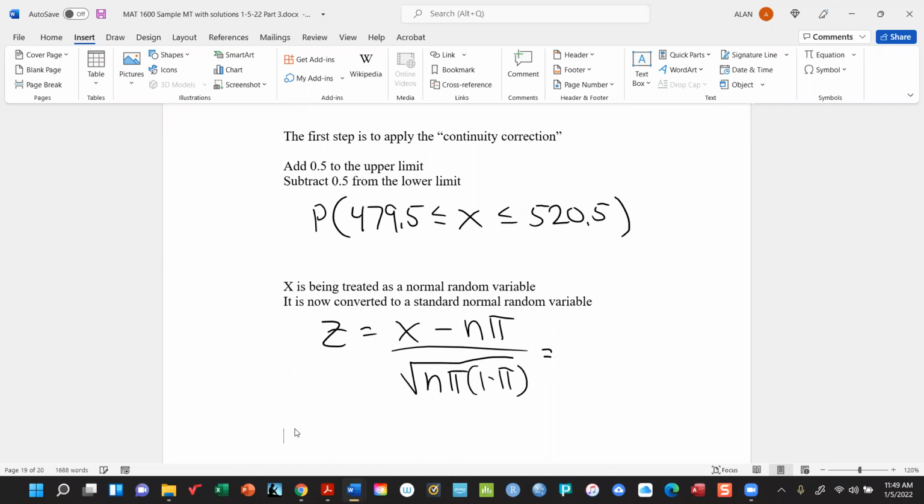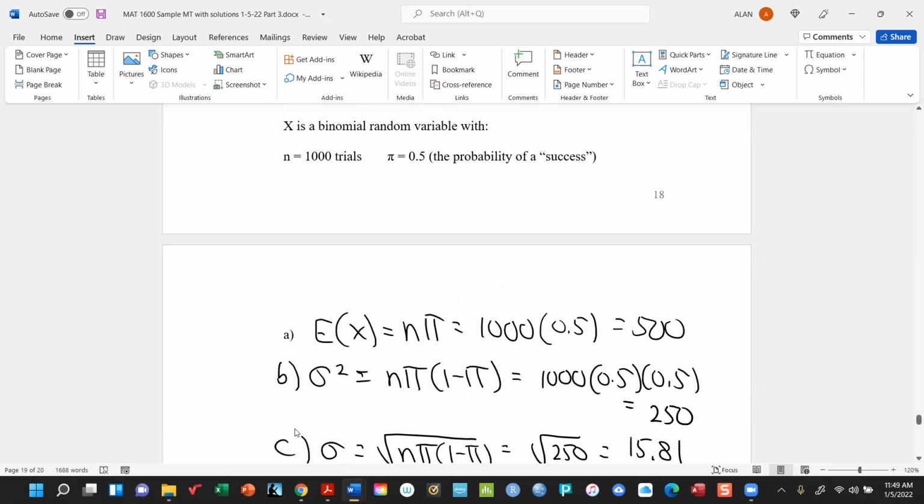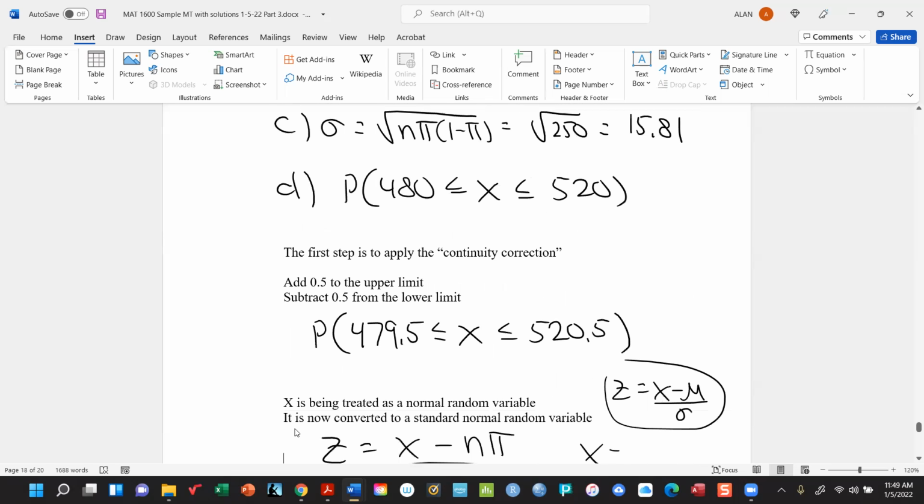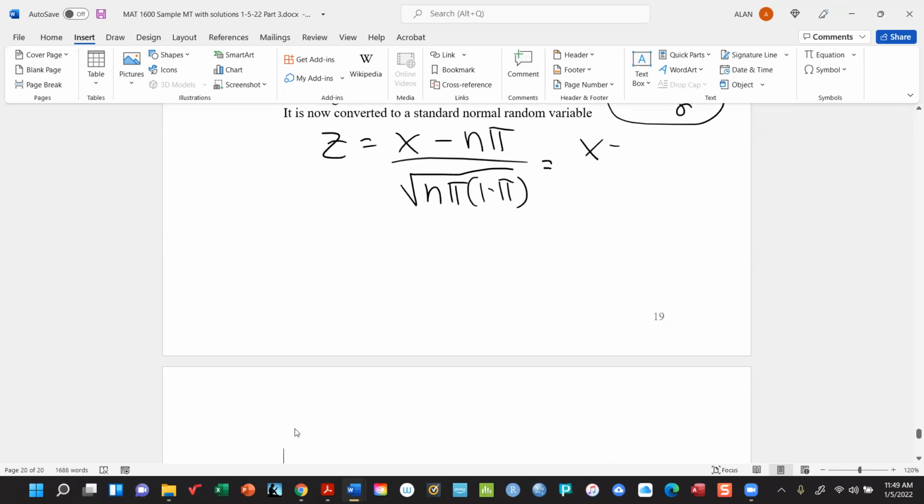Because now remember, the normal formula is this. The reason why we're changing it is because the mean of the binomial random variable is n pi, and the standard deviation is the square root of n pi 1 minus pi. So we're going to have x minus 500 from up here. The expected value is 500 and the standard deviation is 15.81. So for all the remaining cases, we'll be subtracting 500 and dividing by 15.81.